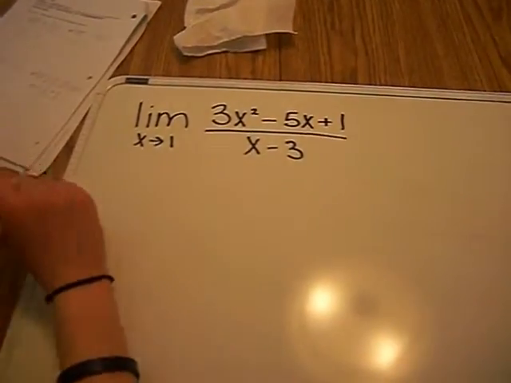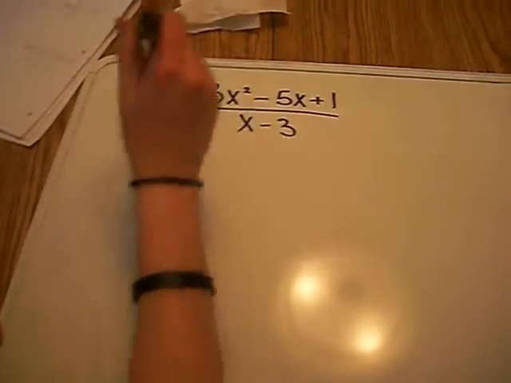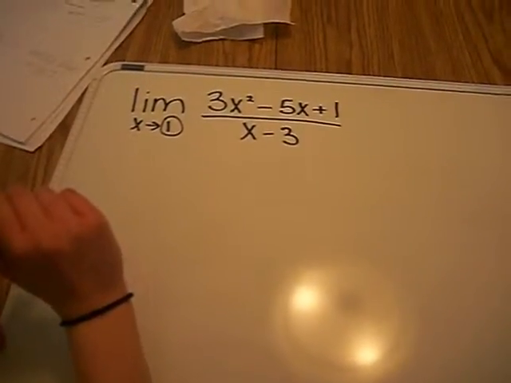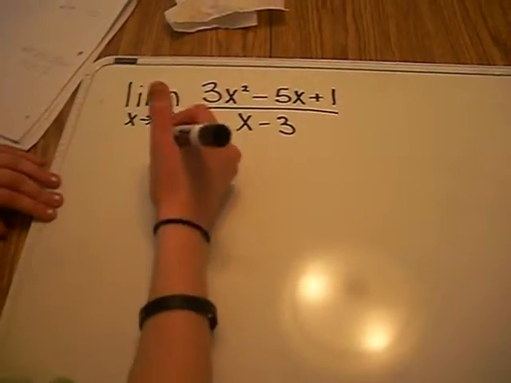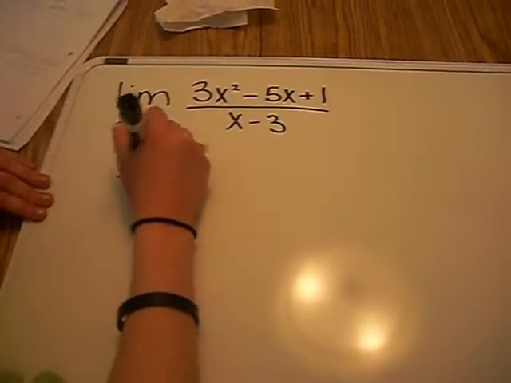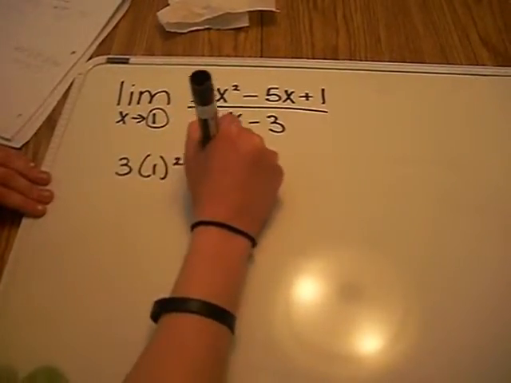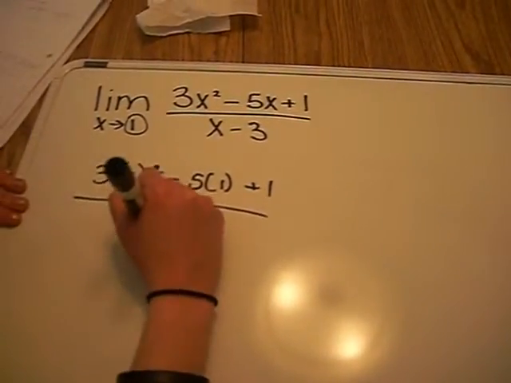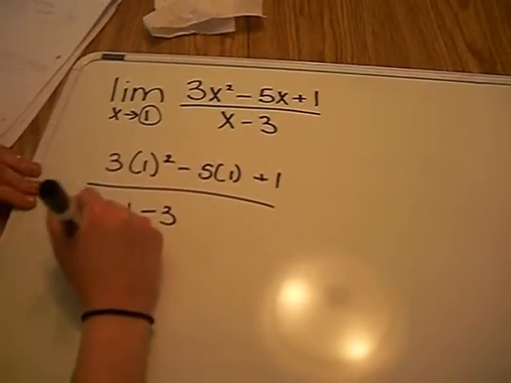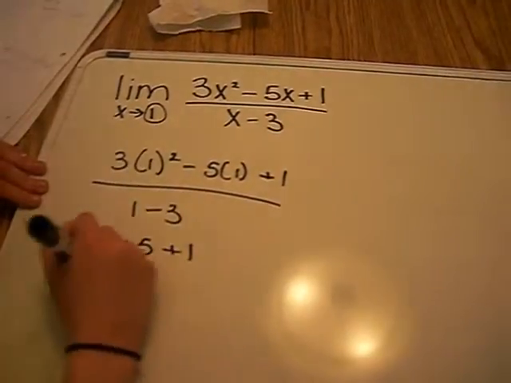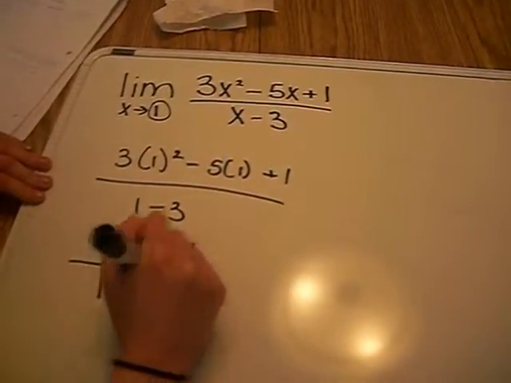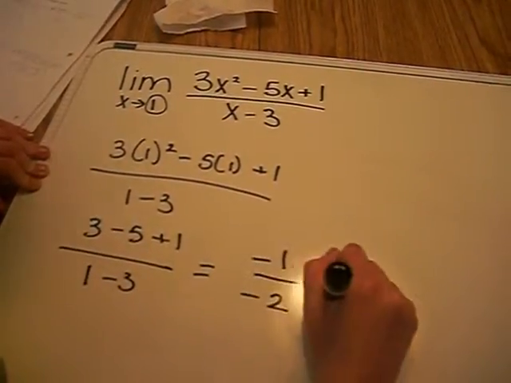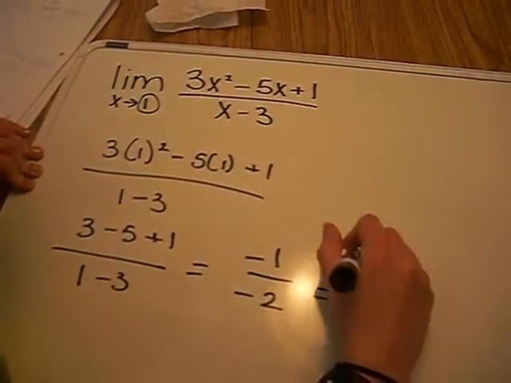Okay, in the third warm-up problem, we see that this is the limit as x approaches 1. No way, you can actually plug this one in. So, you can just say 3 times 1 squared minus 5 times 1 plus 1 over 1 minus 3. That would be 3 minus 5 plus 1 over 1 minus 3, which is equal to negative 1 over negative 2, which is equal to 1/2.